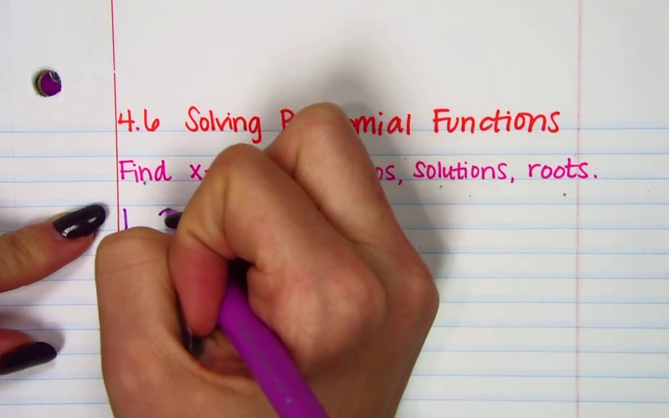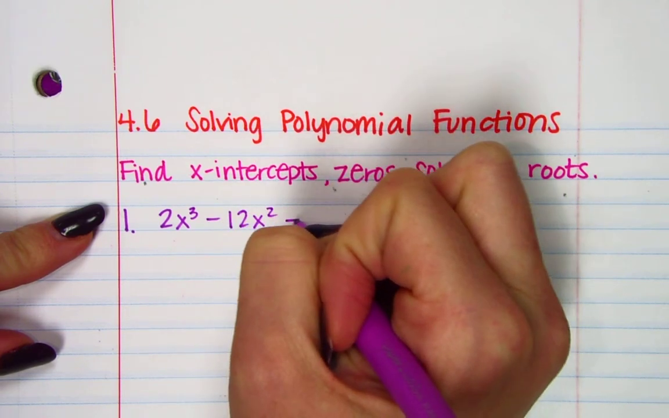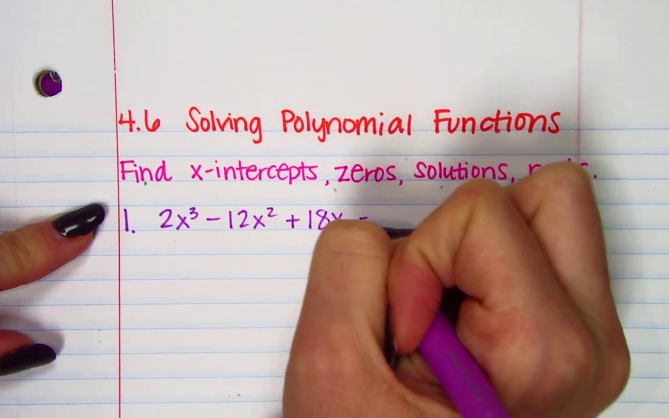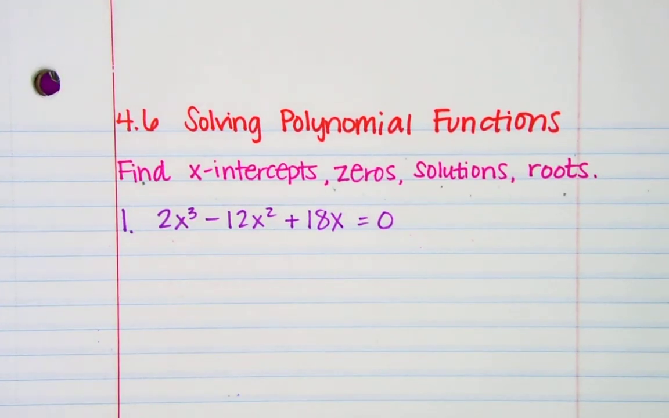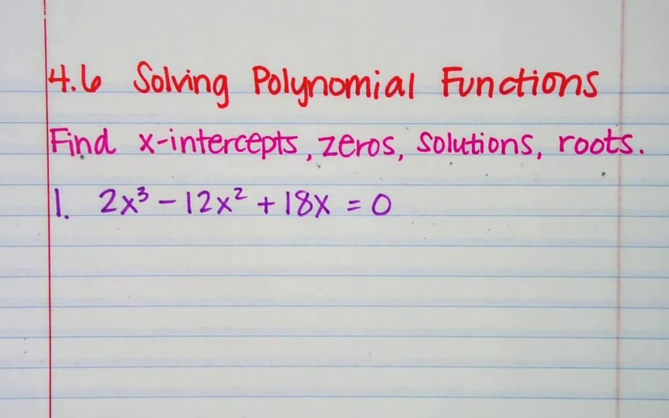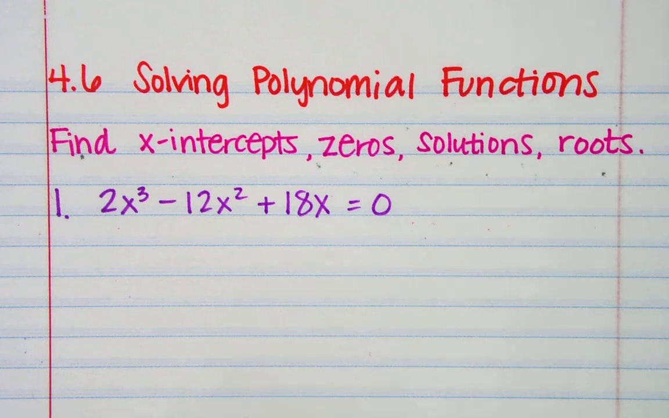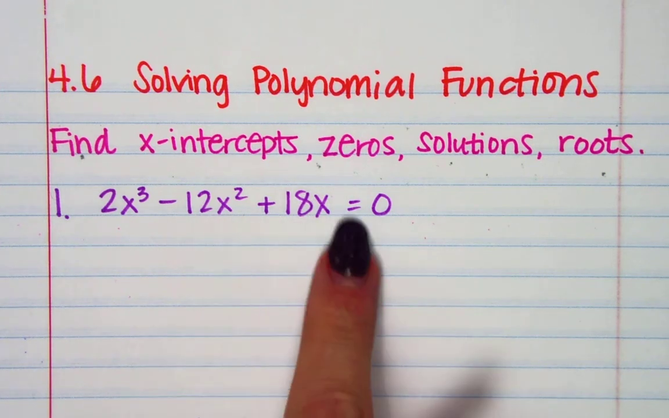will be 2x cubed minus 12x squared plus 18x equals 0. And we want to find the x-intercepts, or the zeros, or the solutions, or the roots of this equation. First things first, you always need to make sure that it's equal to 0, that all the terms are on the same side. We've done this before. We had to do this a lot last semester when we were doing absolute value in quadratics. This one is equal to 0.